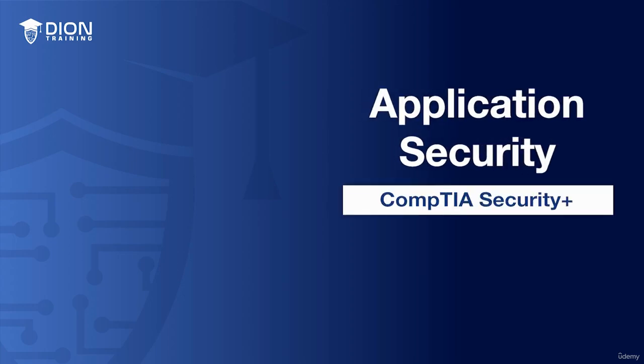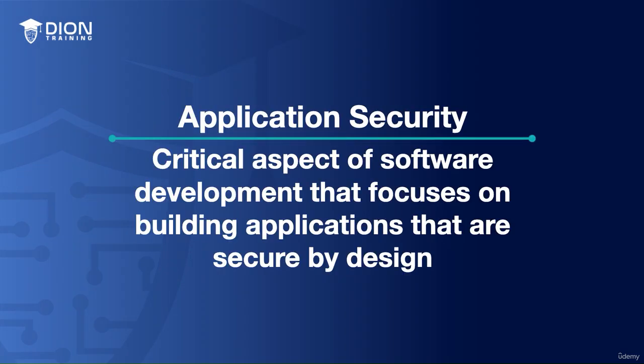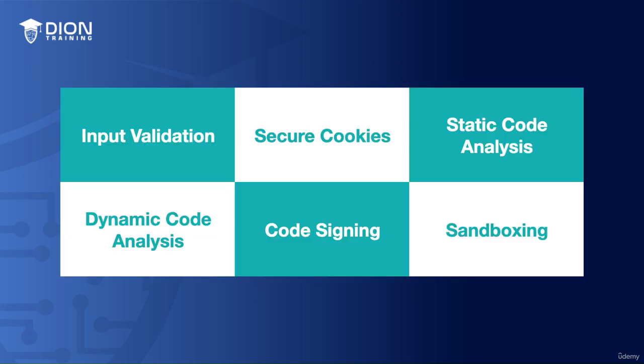In this lesson, we're going to discuss the world of application security. Application security is a critical aspect of software development that focuses on building applications that are secure by design. By utilizing application security, we implement measures to prevent, detect, and remediate security vulnerabilities. There are 6 main areas we need to look at in terms of application security, including input validation, secure cookies, static code analysis, dynamic code analysis, code signing, and sandboxing.